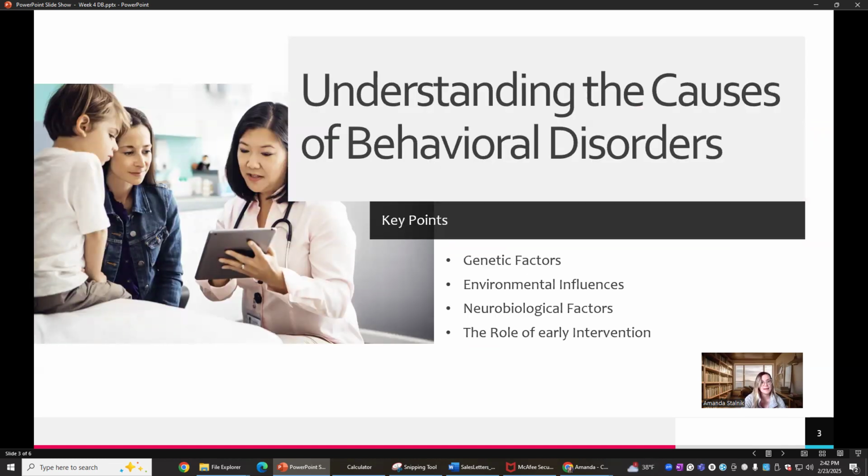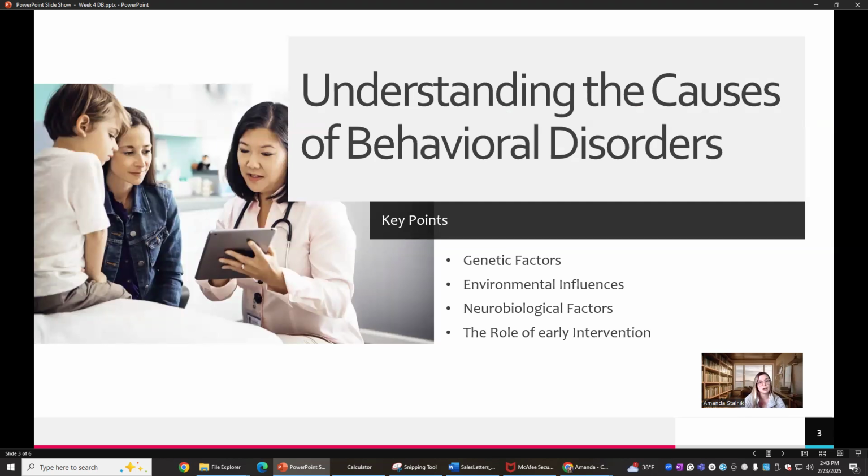Behavioral disorders like ADHD, ODD, ASD, or CD are complex and multifaceted, with research showing that a combination of genetic, environmental, and neurobiological factors contribute to their development. So let's dive a little bit deeper into some of these factors. First, we have genetic factors. Research indicates that genetics play a significant role in the development of behavioral disorders. Many children who develop ADHD, ASD, or ODD have a family history of these disorders.